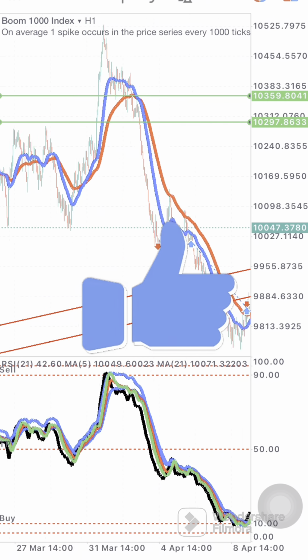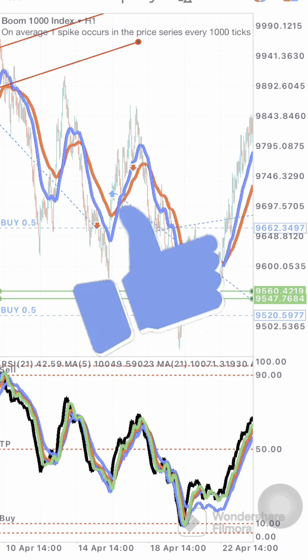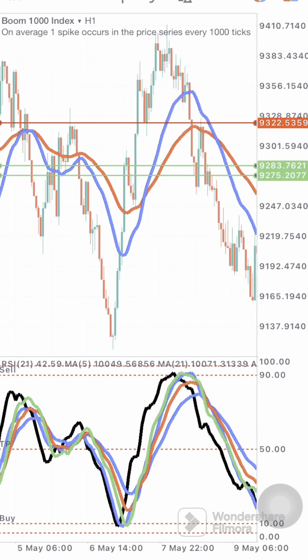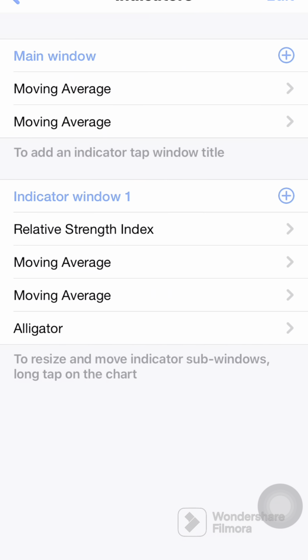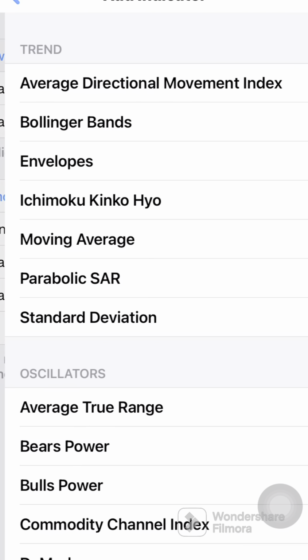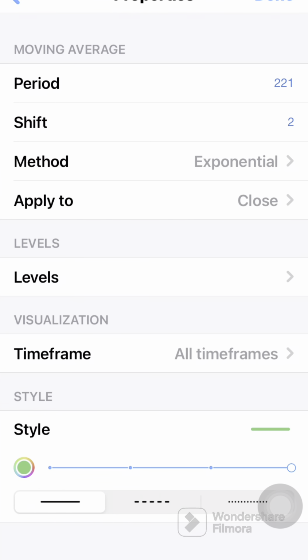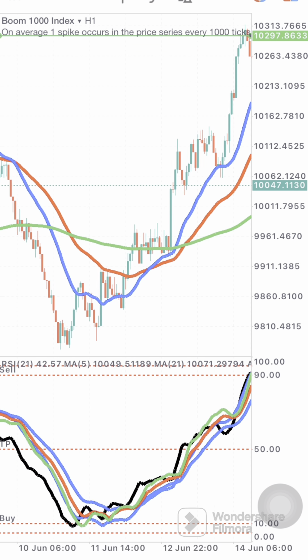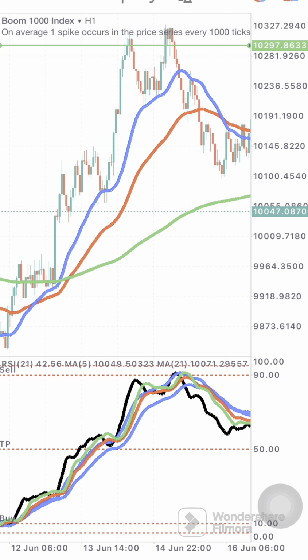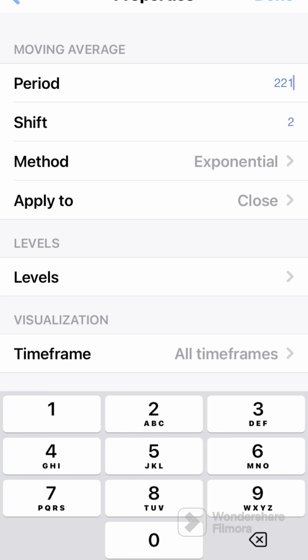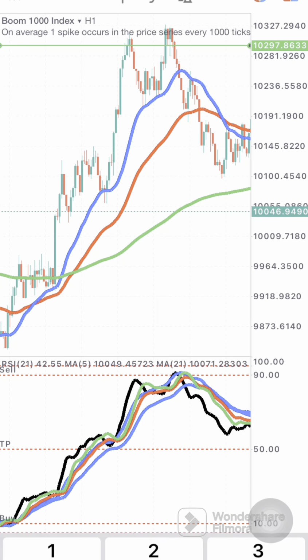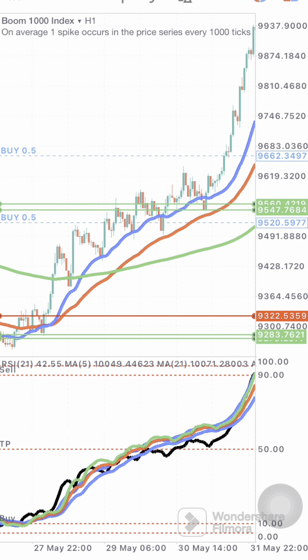As you can see, we have made some few changes to the strategy. Let me add the other moving average apart from the 50. 200, yeah, that's great. That's the 200, but it's 221, so let me make it a full 200. 200 moving average. Yeah, that's all. So here it is, and here we go.